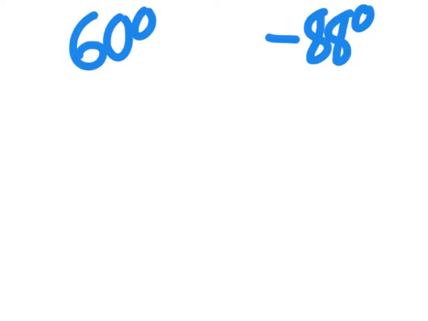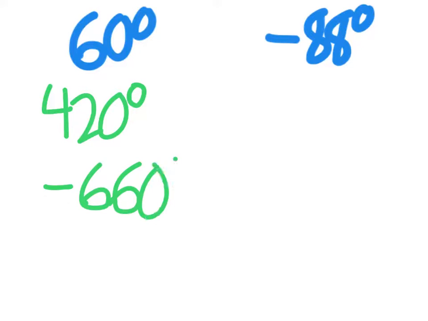If you wanted to find a positive coterminal angle of 60 degrees, you would do 60 plus 360, which would get you 420 degrees. If you wanted to do a negative one, say you wanted to do two rotations, you would do 60 minus 360, with the 360 being multiplied by 2, which would get you negative 660 degrees.